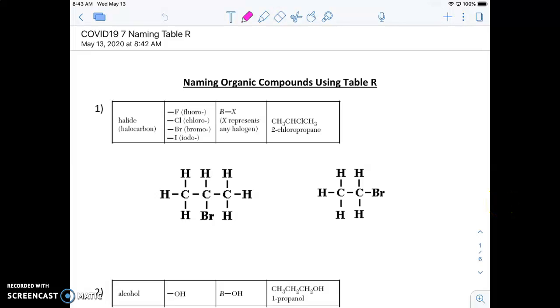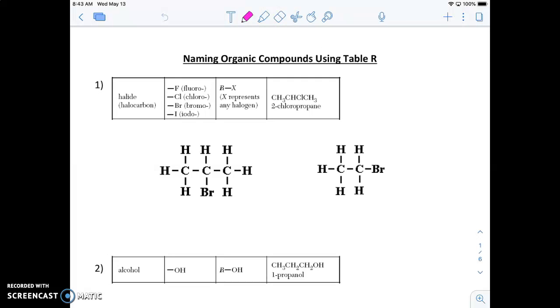Hi guys, so when you have an organic compound that has more than just carbon and hydrogen in it, you can't name it the regular way that we showed you using tables P and Q. So table R is going to help you name compounds that are not hydrocarbons. If you have your paper reference tables, you should be circling and highlighting along with me. If you don't, you can just do it on here.